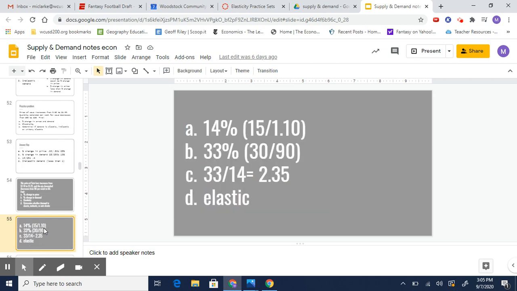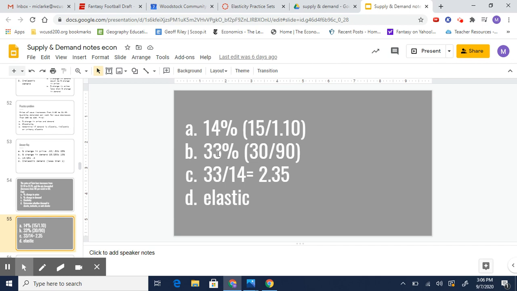All right. Let's check it out. Okay, so part A would be the change in price. $1.25 minus $1.10 is 15 cents, divided by the original price of $1.10. You get a 14% increase in price.